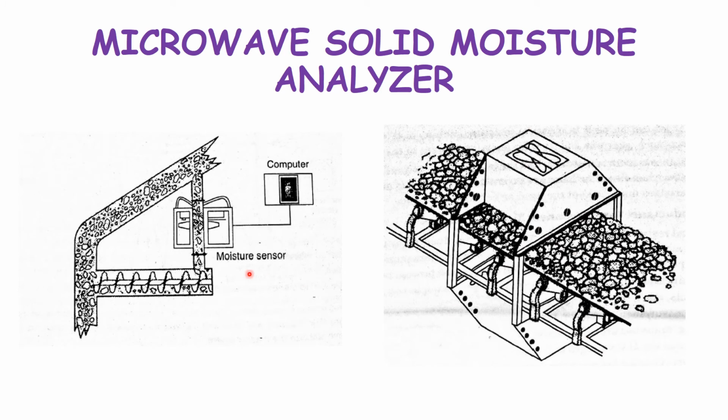This is the setup which is given. See here, this is the moisture sensor where you're going to keep your material, and inside your oven you'll have a belt which helps the materials to rotate and move, and that is viewed with the help of a computer.